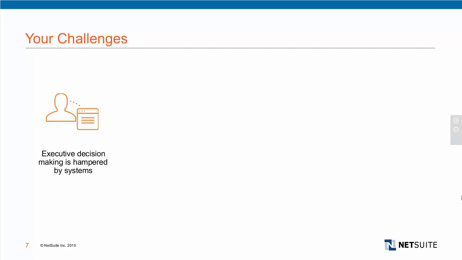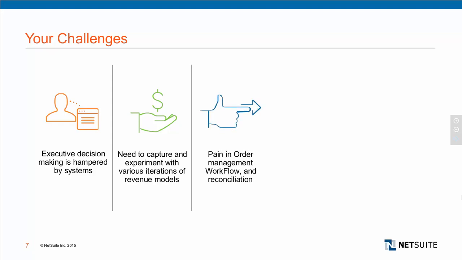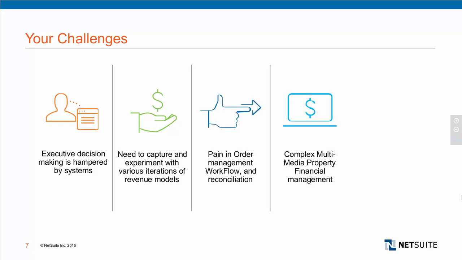We take a look at those challenges and those outputs, and we synthesize them down to key business requirements that we think are consistent across the industry. Executive decision making is hampered by those same system challenges we just reviewed. We need to capture more revenue and experiment with faster iterations of products and subscription models. There is significant pain in our sales process in terms of the workflow and reconciliation.